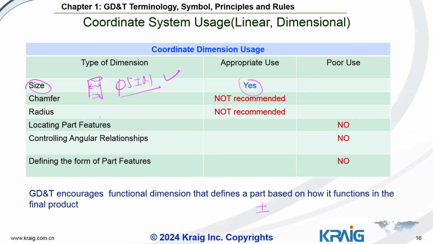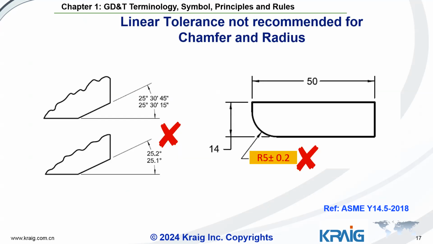Okay, for the rest, for example the radius, chamfer, and also locating parts and angular form, for all of these we shouldn't use the plus minus. But here it is called not recommended for chamfer and radius. Let me show you one example here. The radius is widely specified using the plus minus method. However, it's not recommended. Similarly here, the angular is not recommended. Let me explain this one quickly.